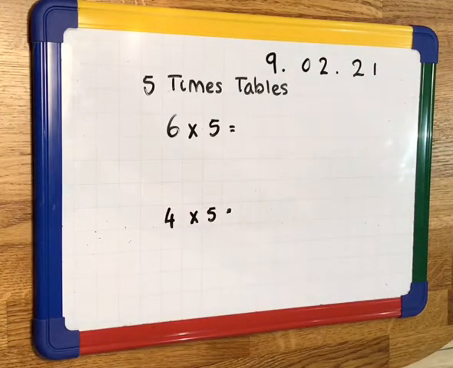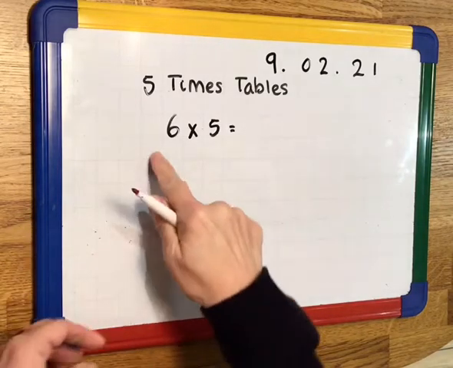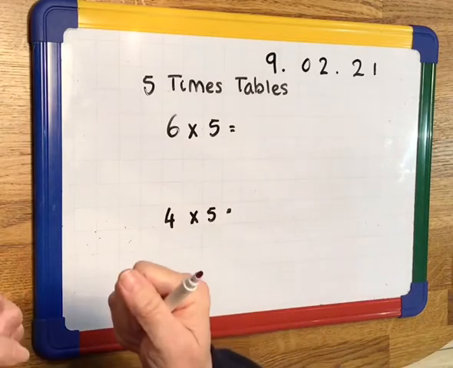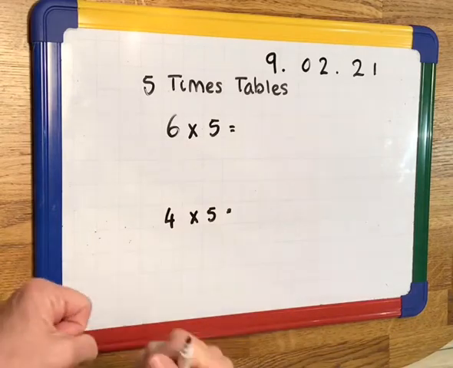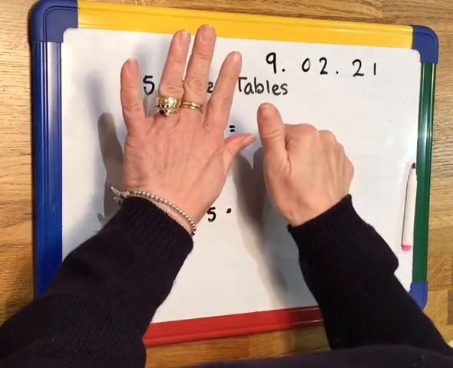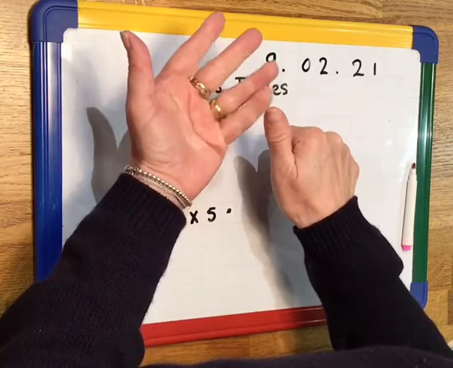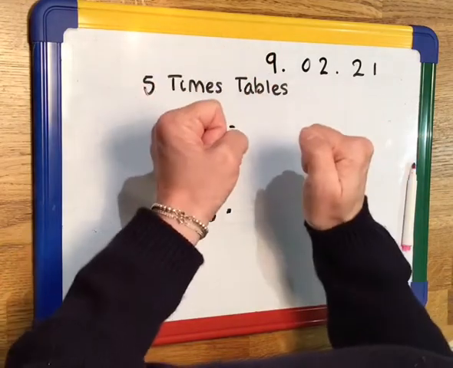So let's have a look at these now, children. I've got 2 multiplications here. How am I going to solve them? 6 times 5. Well, I could use my fingers to help me. So I could use my 6 fingers and each one is worth 5. Are we ready? 5, 10, 15, 20, 25, 30.